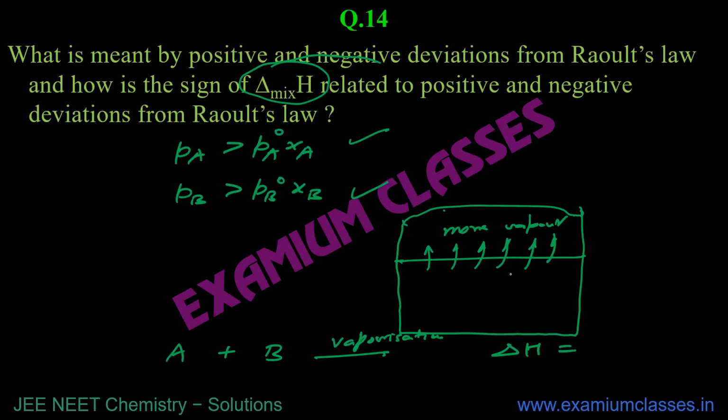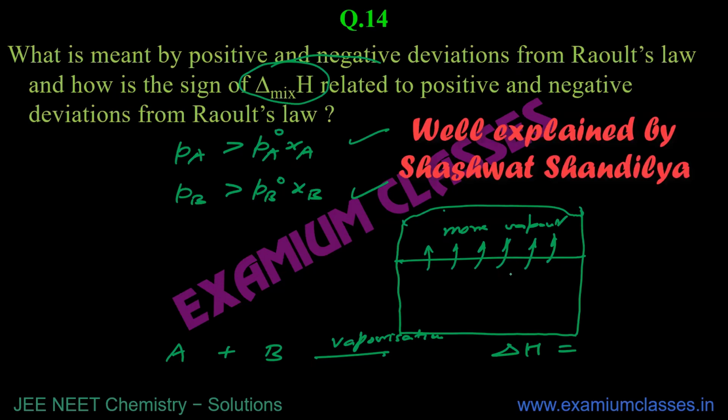Okay, Shashwat, repeat it. Since in positive deviation the mixture becomes more volatile, there is greater vapor pressure. When the solution becomes more volatile, there will be more vapors, and hence the solution will absorb energy for the formation of these vapors. Thus, as we know that enthalpy is positive when energy is absorbed, the delta H for the mixture will be positive. In negative deviation, it will give out energy, hence the delta H will be negative, or less than 0. Right.